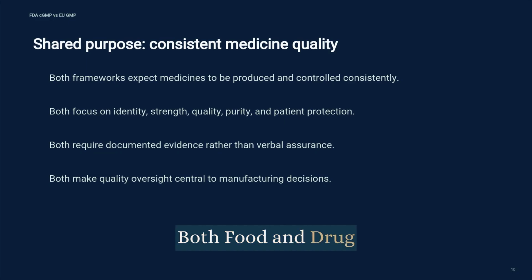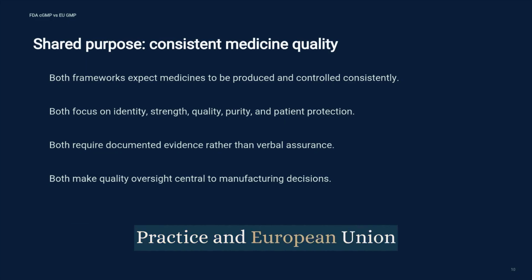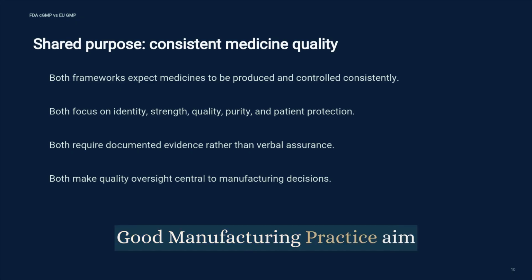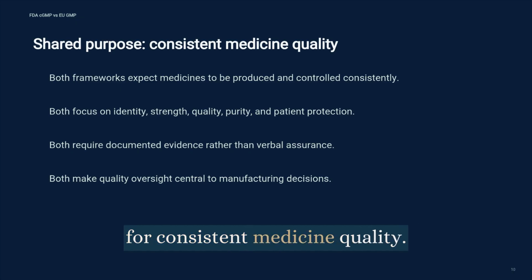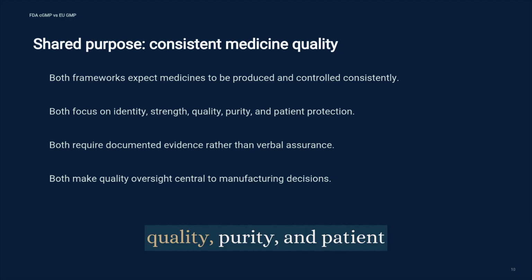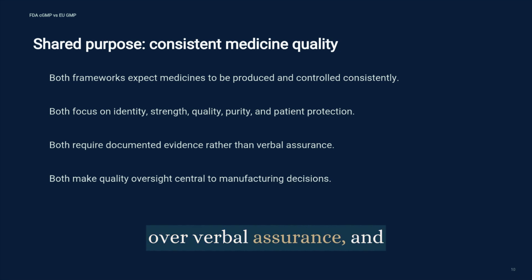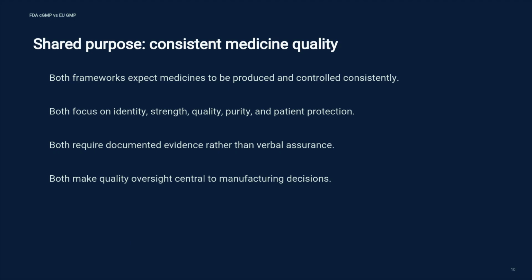Both Food and Drug Administration current good manufacturing practice and European Union good manufacturing practice aim for consistent medicine quality. They emphasize identity, strength, quality, purity, and patient protection. Documented evidence is required over verbal assurance, and quality oversight is central to manufacturing decisions.